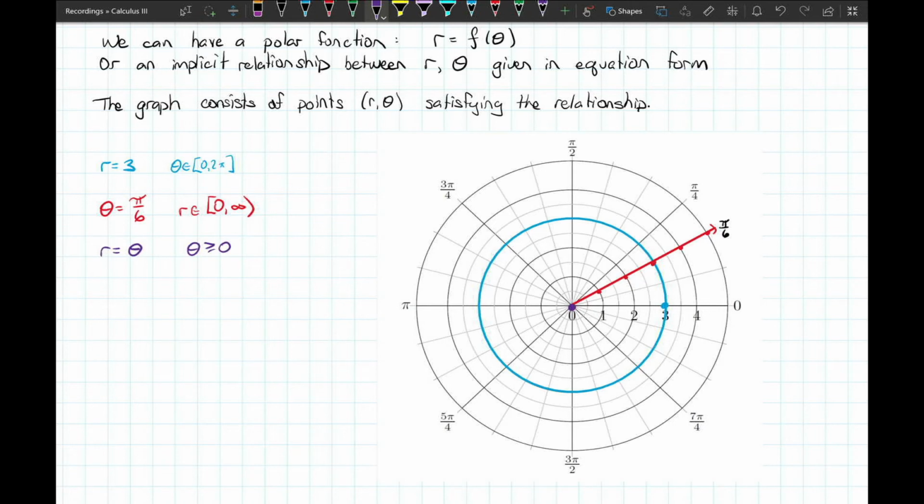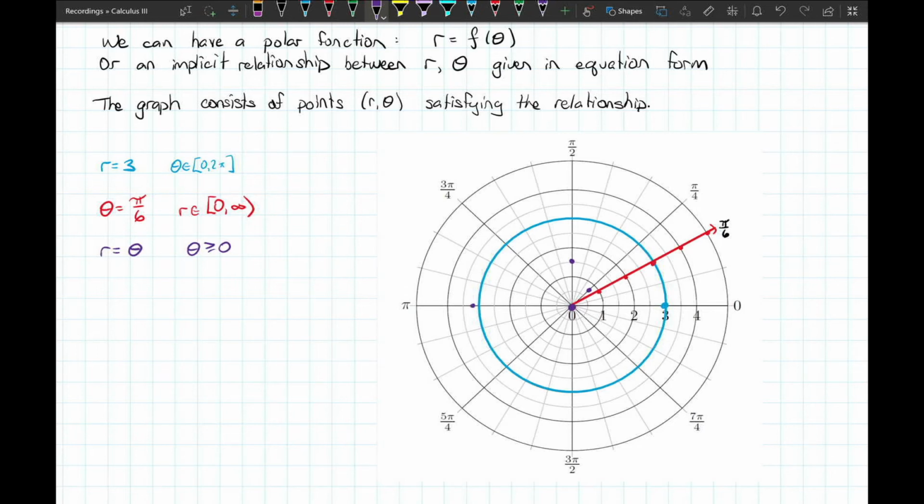Okay, well, when theta is equal to pi over 4, then our distance has gone to pi over 4. All right, pi over 4 is close to 0.8, a little bit shy of 1. When we have theta equal to pi over 2, then r is equal to pi over 2, which is about 1.57. And you can see that as we increase angle, we're always increasing distance away from the origin. So when we get to, let's say, theta equals pi, then our distance from the origin is 3.14 units.